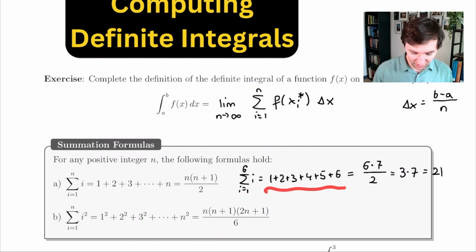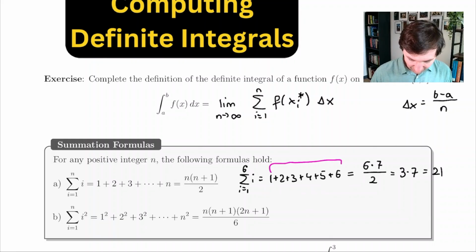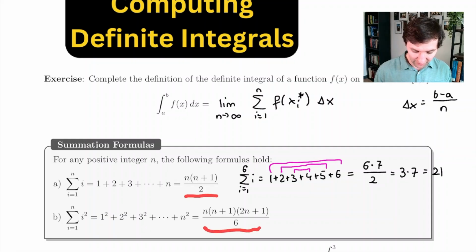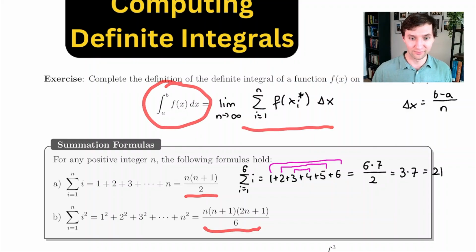There are 6 numbers here. I can pair them up. I can pair the first one with the last one. I can pair up 2 with 5, and I can pair up 3 with 4. Note that each pair, if I add them, gives me 7. The first pair, 7. 2 plus 5, also 7. 3 plus 4, also 7. Altogether, I have 3 pairs of 7. That is why the formula gives me 3 times 7. Let's see if we can use these together with the limit definition of the definite integral to compute definite integrals.